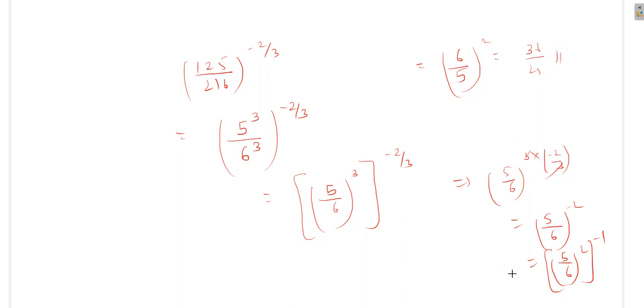Or you could have also simplified it like this: 5 square is 25, 6 square is 36, whole inverse. Inverse means it will be the opposite. That means the denominator becomes the numerator and the numerator becomes the denominator. So it is 36 by 25. So this is all about the basics of laws of indices.